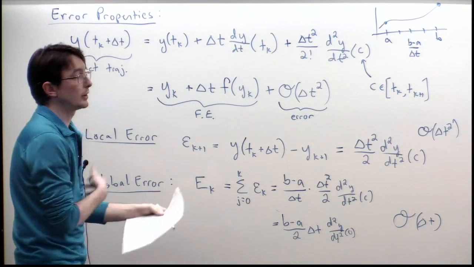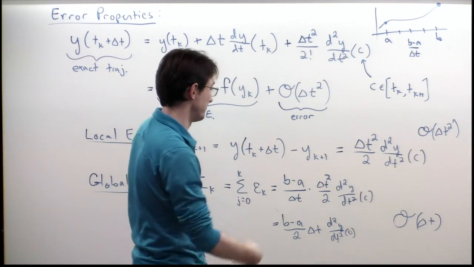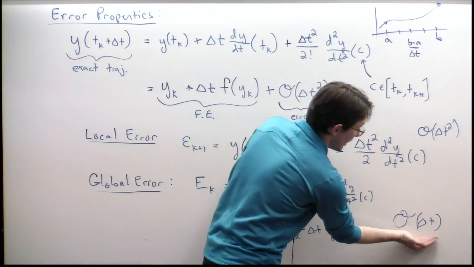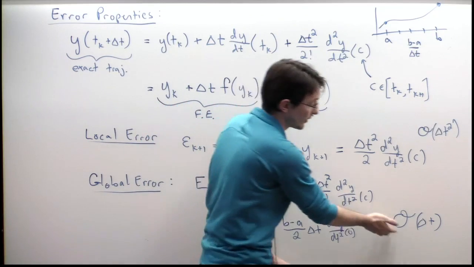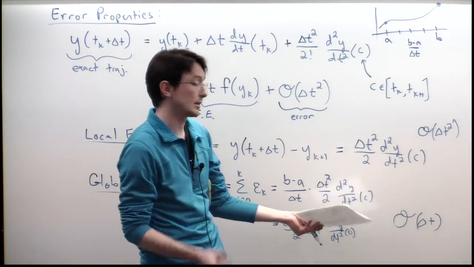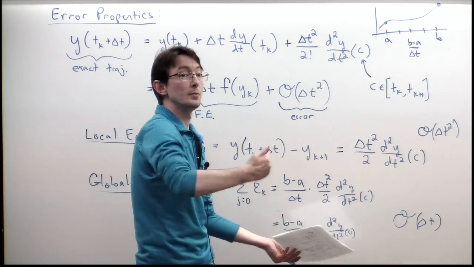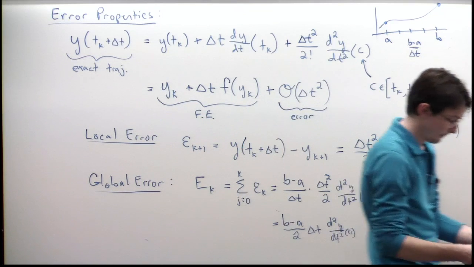So our global error scales like order delta t, and our local error scales like order delta t squared. What this means is that if I want to integrate a trajectory for some amount of time from A to B, I'm going to have error on the order of the time step that I take. And remember, this is not a very good error scaling. That means to get small error, I have to take a very, very small delta t, which means I have a lot of time steps in between.